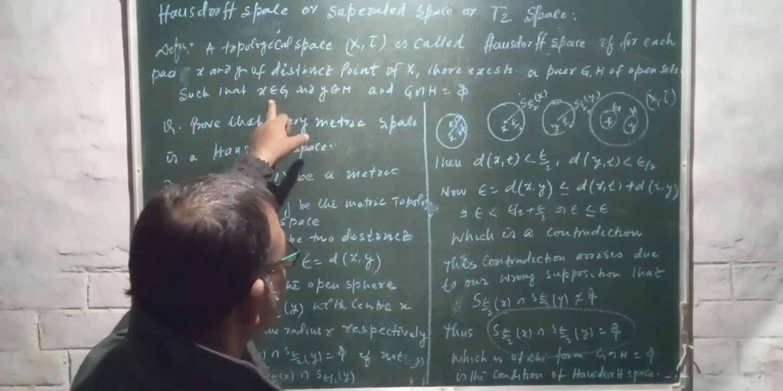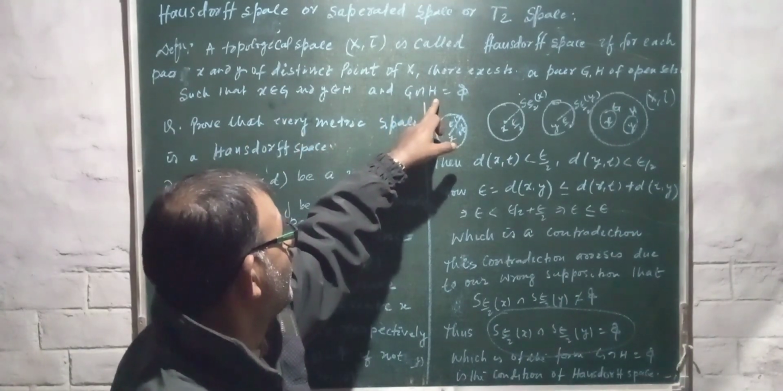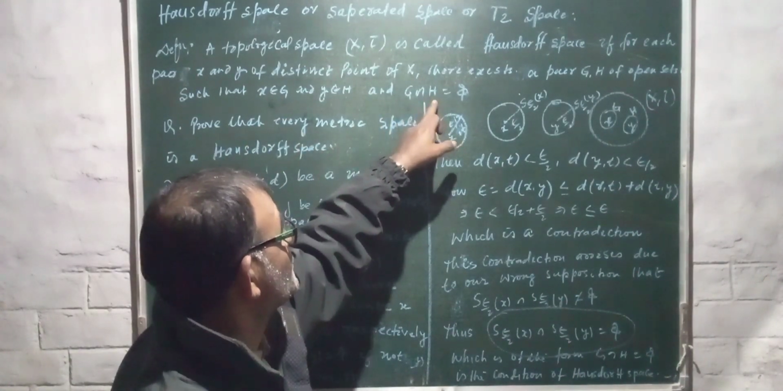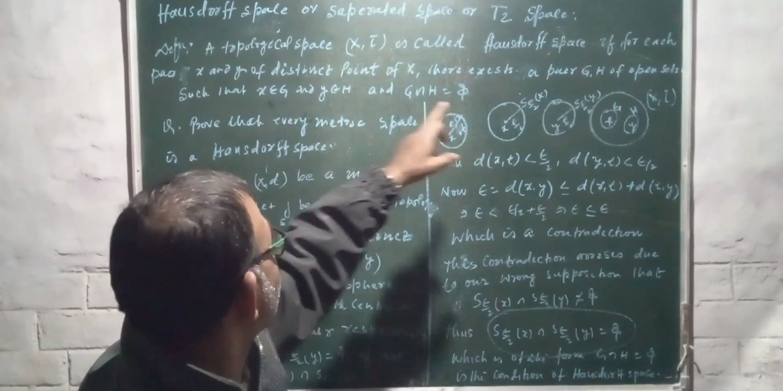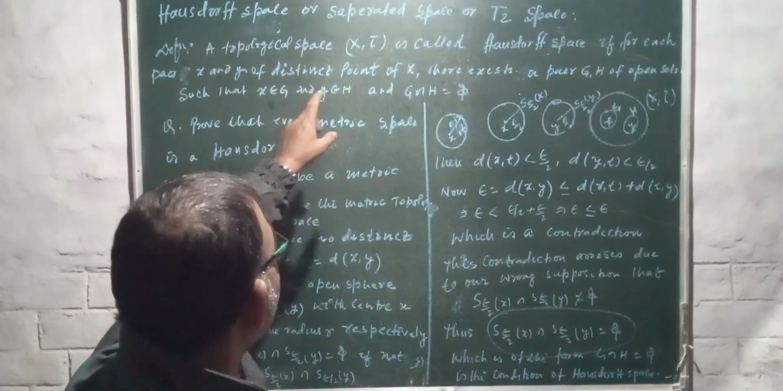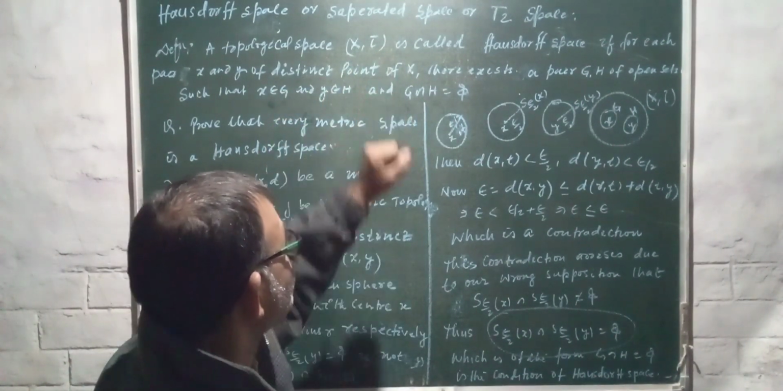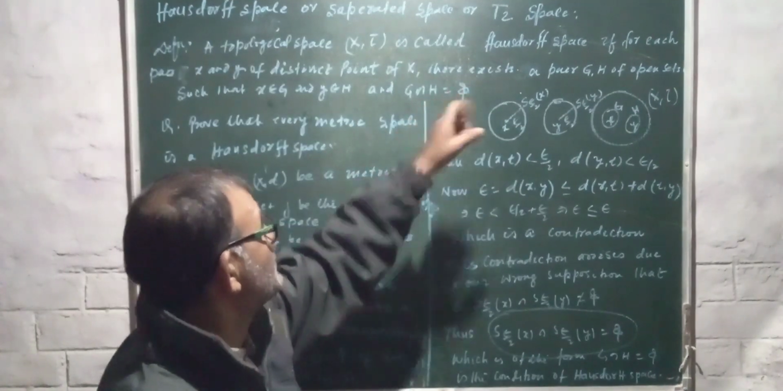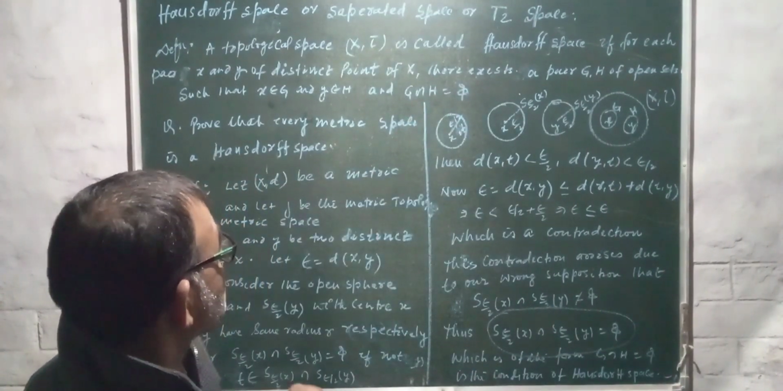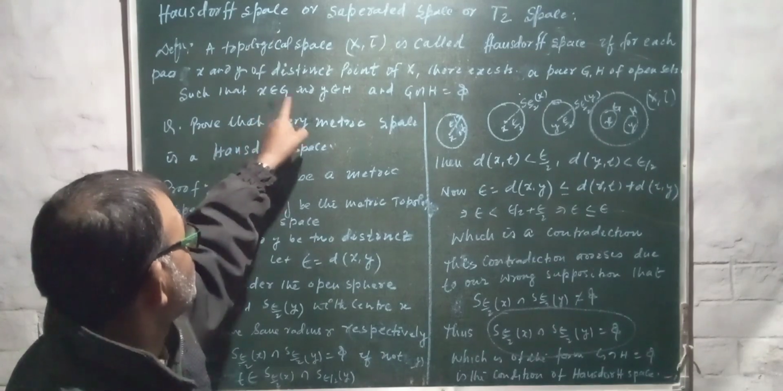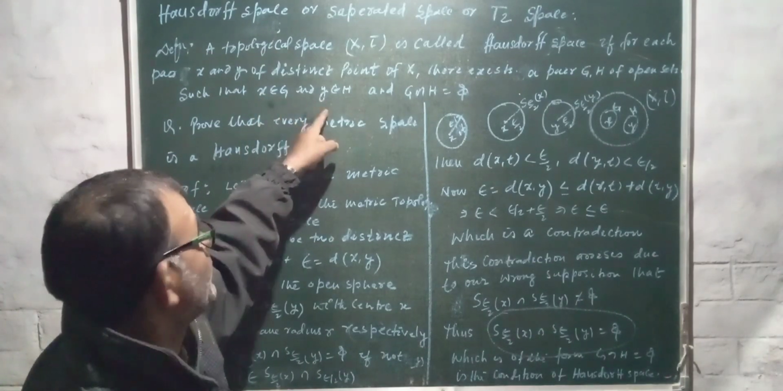It means these two open sets have no common point, so they are separated. So it is called a separated space also. A Hausdorff space is a separated space. It is also called a T2 space because it contains two distinct points x and y.